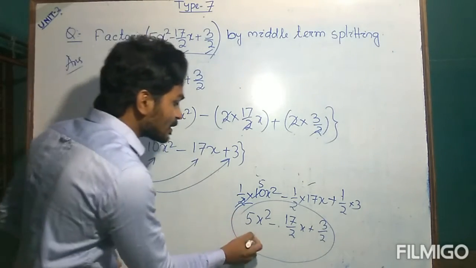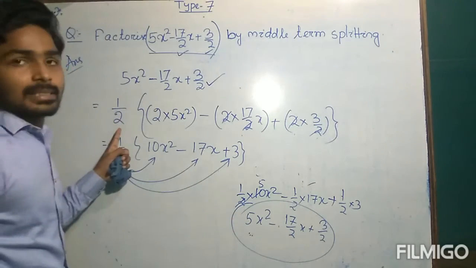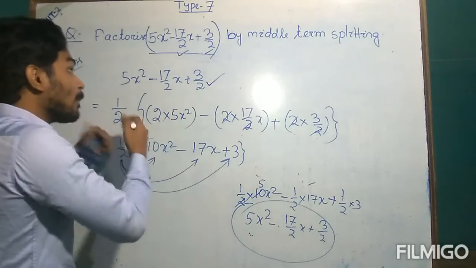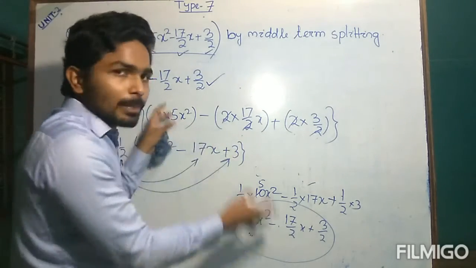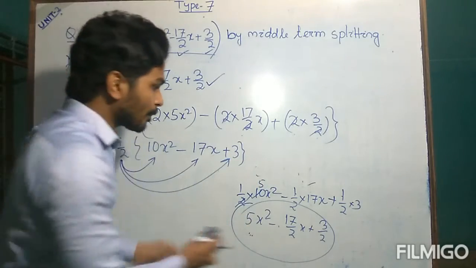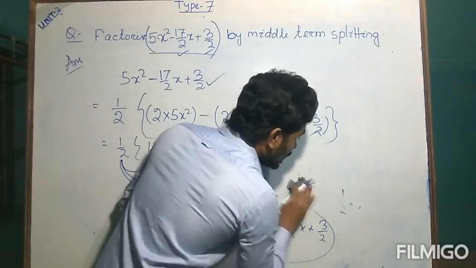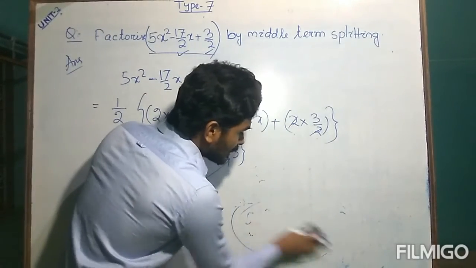So you can write this quadratic polynomial by taking 1 by 2 as common and multiplying 2 with each term, so that all the terms will be equal. Clear? That is why we multiply 2 on each term.